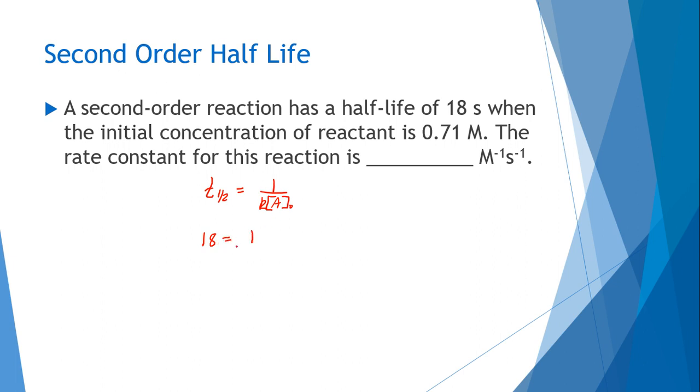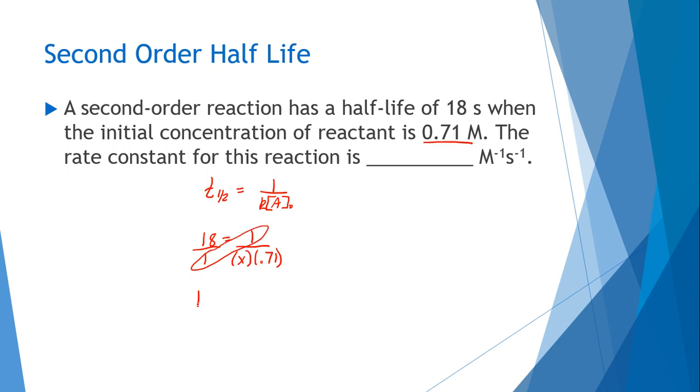This is all going to equal 1 divided by, here it's asking for K. I don't know K, so we're going to plug in X for that. And then here A, concentration of A to the 0 is my initial concentration. So my initial concentration was 0.71. I'm a really big fan of proportions, so I'm just going to go ahead and solve for X to get it by itself as a proportion.